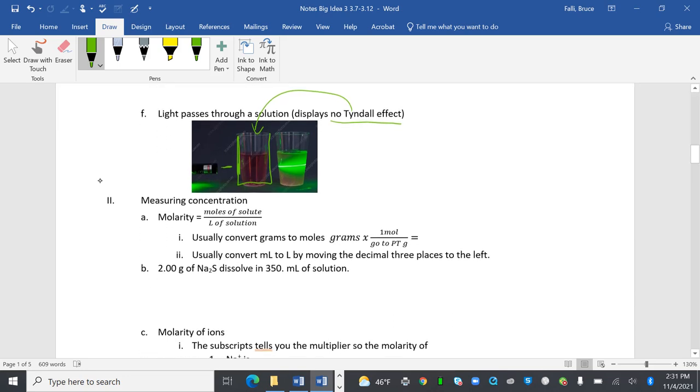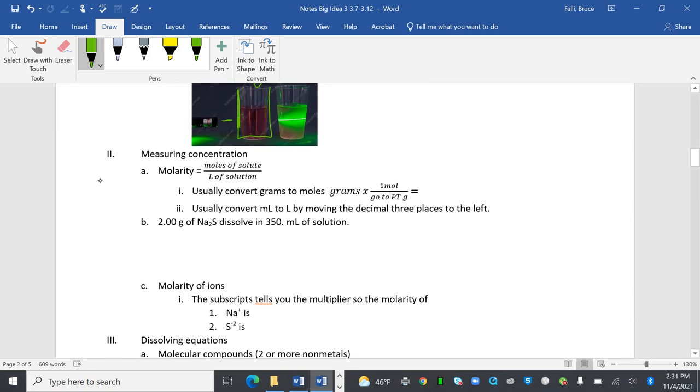All right. Now we get to the fun of measuring concentration. So molarity is moles of solute over liters of solution. Notice solute is the small part, and solution is both parts. So we're usually going to convert grams to moles. You'd think they'd give you moles and liters, and I'll do this math, except it doesn't work that way.